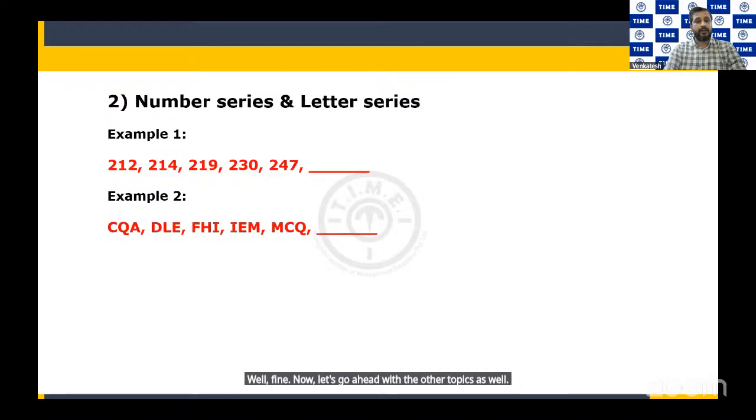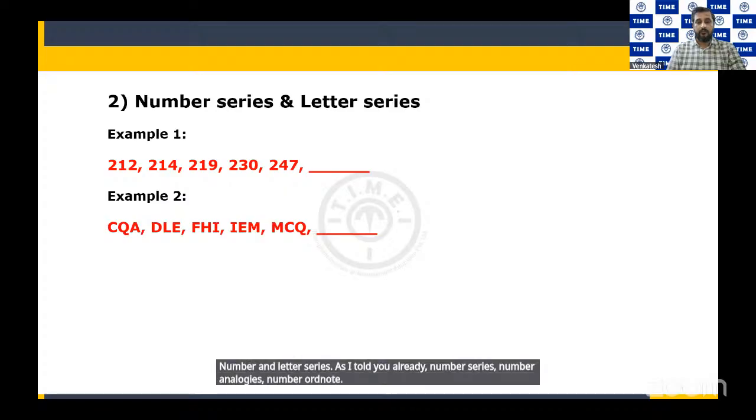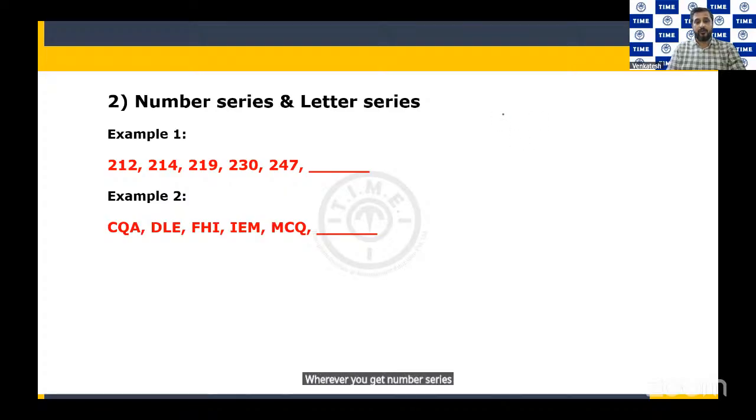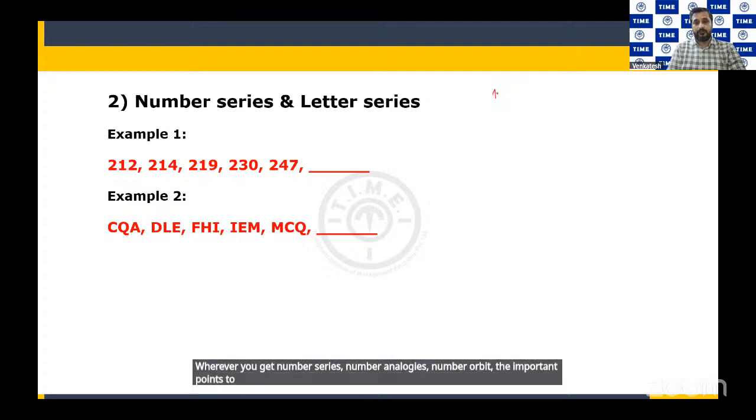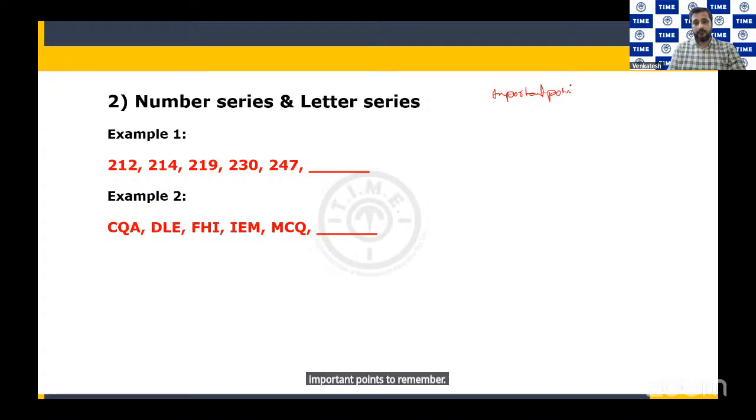Right. Number and letter series. As I told you already, number series, number analogies, number odd man out. Wherever you get number series, number analogies, number odd man out, there are important points to remember. If you remember these points, you can answer questions very quickly. The first one is prime numbers. Between 1 and 100, you will have 25 prime numbers. So try to memorize these 25 prime numbers.